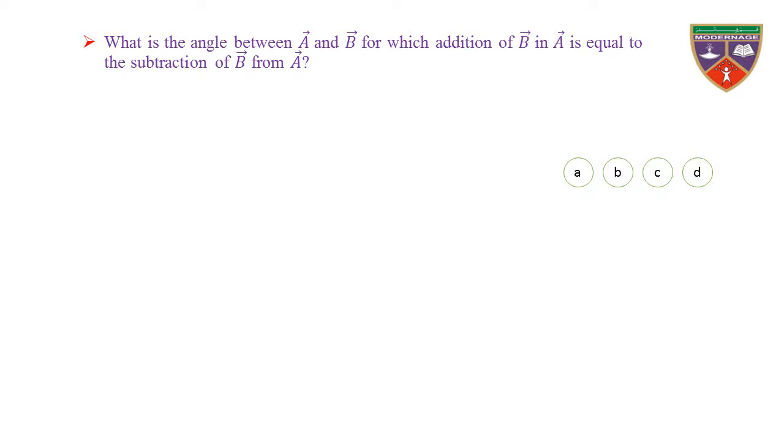What is the angle between vector A and vector B for which addition of B vector in A is equal to the subtraction of B vector from A? Option A 30 degree, option B 45 degree, option C 60 degree, option D 90 degree. The key is 90 degree. Therefore, the correct option is D.